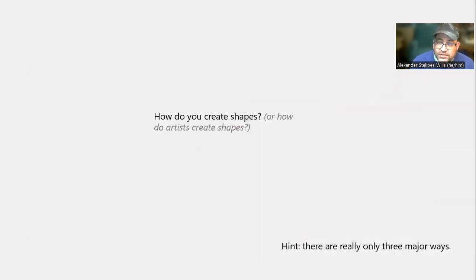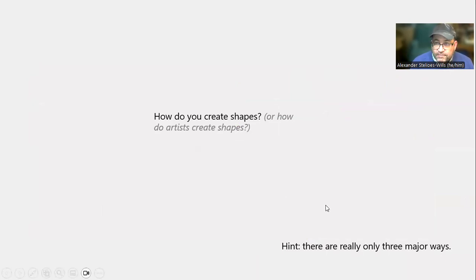So a more important question, besides what kinds of shapes there are, is the question of how we create shapes. There are three major ways. What are those three major ways?